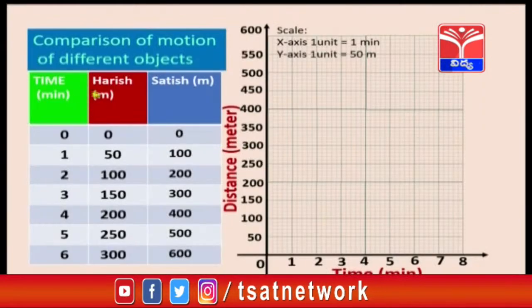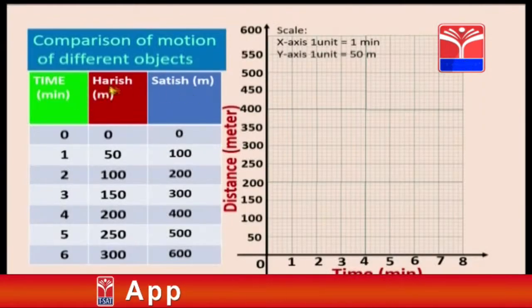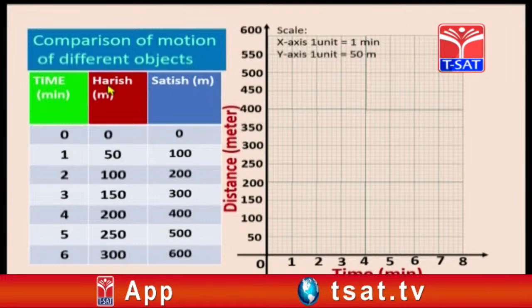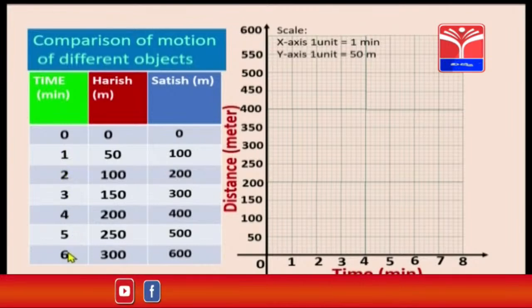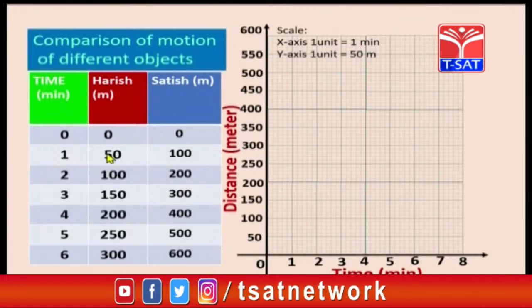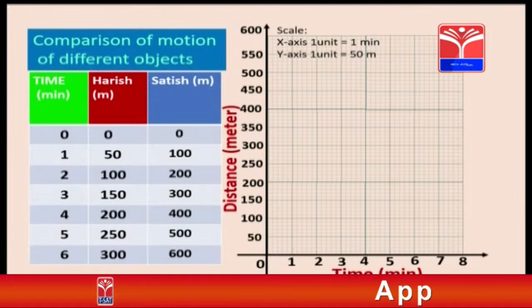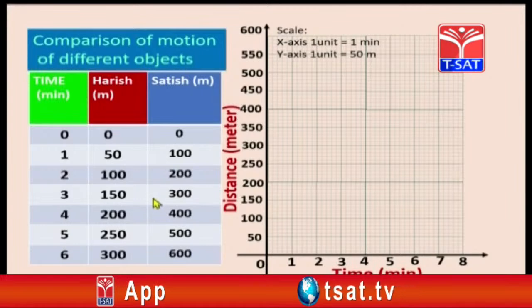Now, by observing the slope of the graph lines, observe here in this table, Harish and Satish, the values of the distance covered by Harish and Satish in the time interval of 1, 2, 3, 4, 5 and 6 minutes. In the first minute, Harish covered the distance of 50 meters and Satish covered the distance of 100 meters. Like this all the values are given here, and try to draw the graph for the Harish and Satish motion.